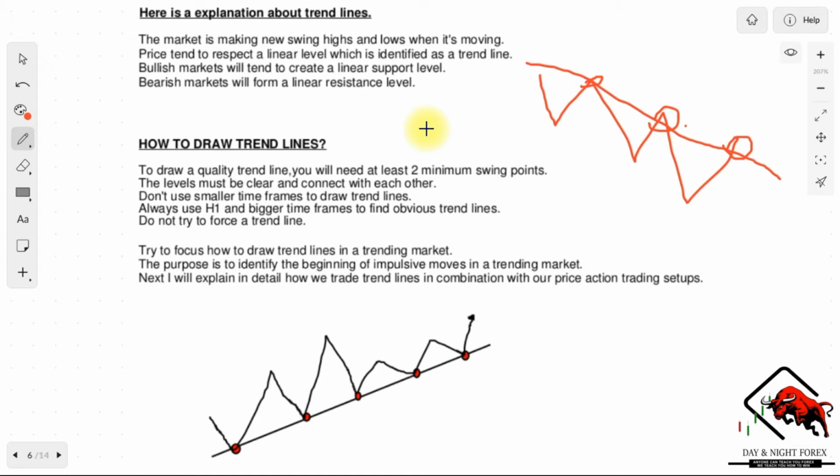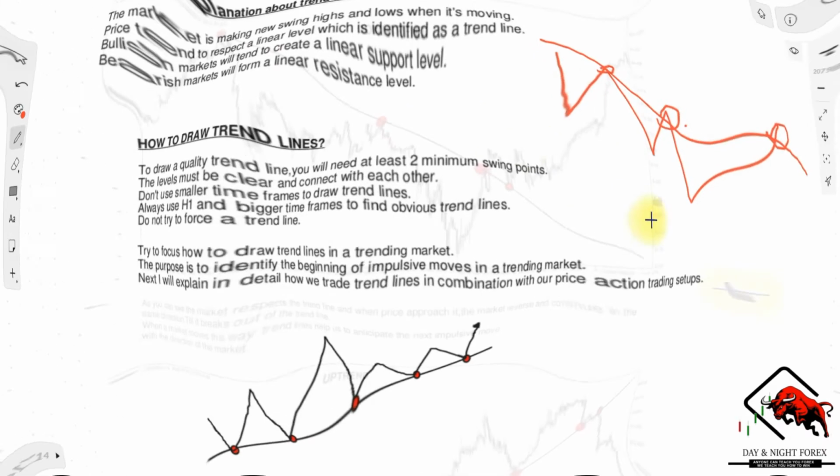The reason why we make use of these trend lines is basically to predict the beginning of an impulsive move in a trending market. So next I will show you in detail how we make use of these trend lines to trade them in combination with the price action trading setup. So let's jump straight into it.